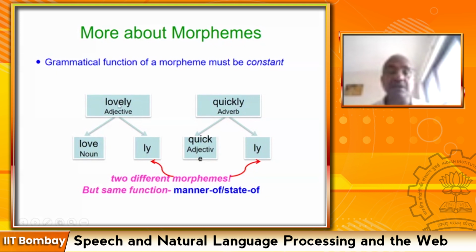Ly, when sitting on a noun, makes it an adjective. So that's a very definite grammatical function that the ly morpheme has. But both of them indicate manner of or state of, which is the semantics of ly.